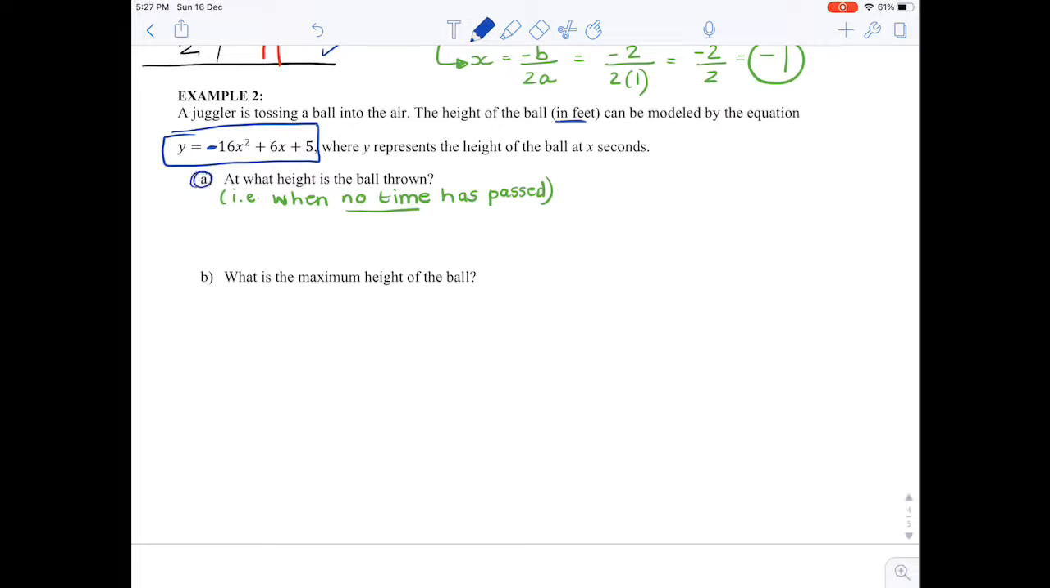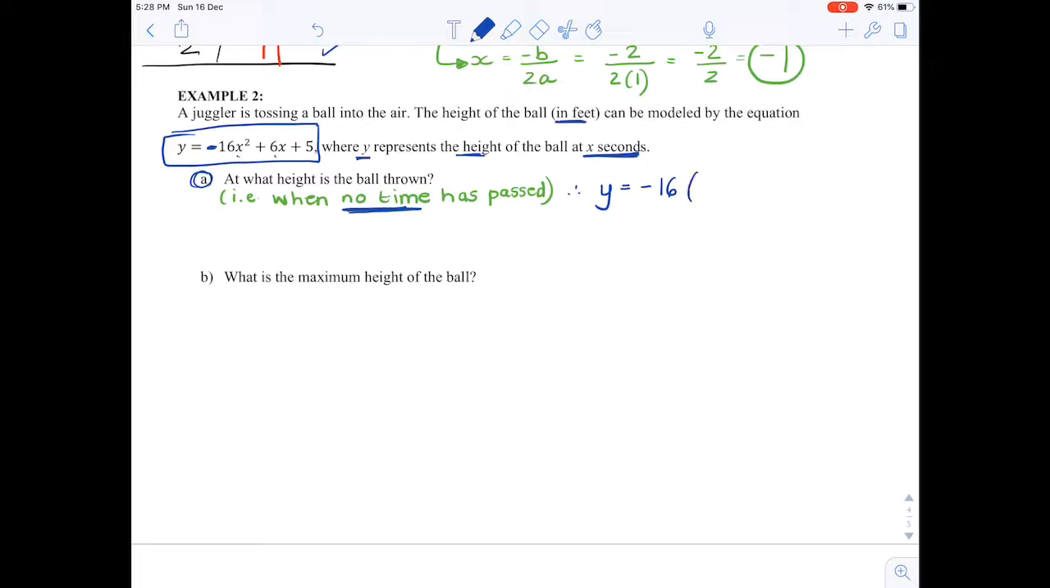Question A says, at what height is the ball actually thrown? This is at the beginning of the juggler's trick, of his show. No time has passed. This is the first time he throws the ball into the air. Looking back at the equation, y represents the height and x represents the time. So by asking at what height the ball is when no time has passed, they want you to take the equation, and everywhere there is an x, put a 0.